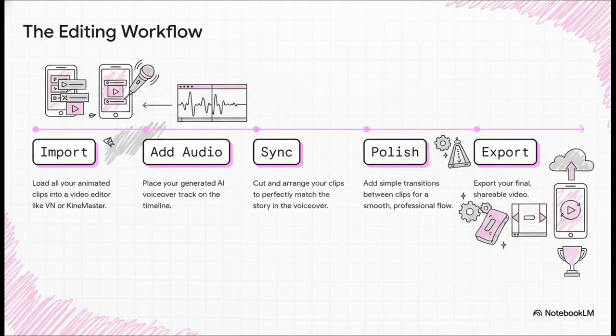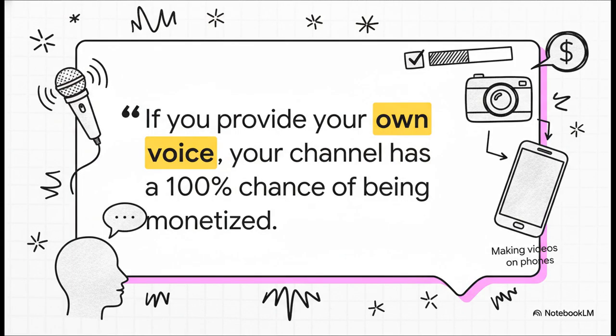And the editing itself? It's actually super simple, especially with free apps like VN or KineMaster. You just import all those animated clips you made, add the AI voiceover track, and then really your main job is just to cut and arrange the visuals so they sync up perfectly with the story being told in the audio.